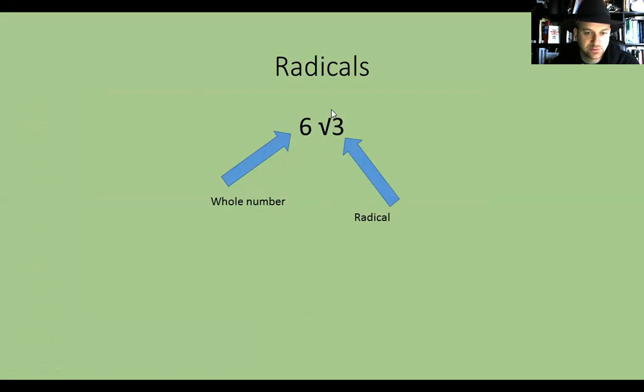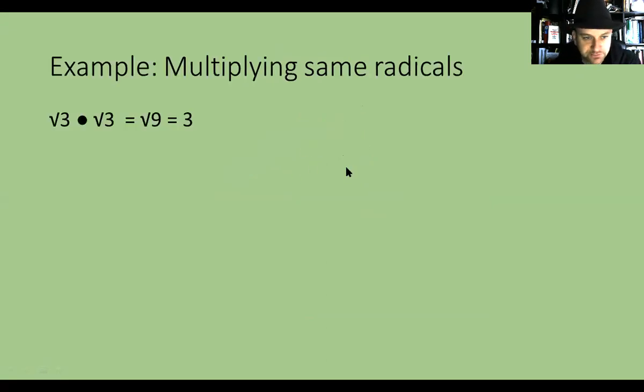So keep in mind my symbol on the computer only stops it here, but it would continue on as long as I needed to. All right, so we have whole number and we have the radical. All right, so here's one example where we're going to talk about multiplying the same radicals. So the square root of 3 times the square root of 3.